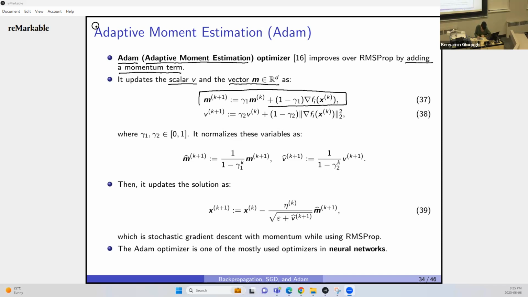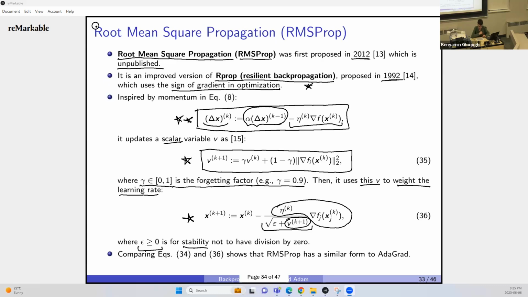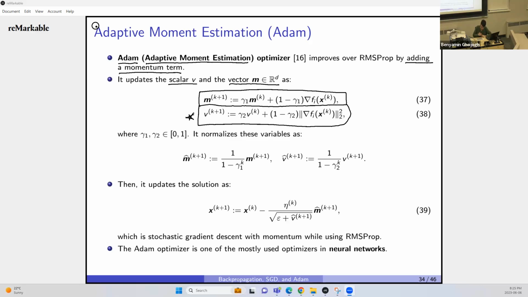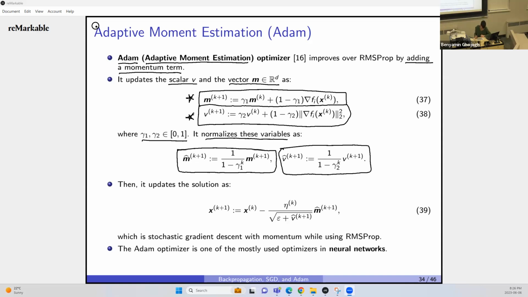M is updated in this way, equation 37. And V is updated as in equation 38. As you see, V is inspired by RMSProp. So it was a progressive thing. Every algorithm was based on the previous algorithms. So V was inspired by RMSProp, and M is newly added. Now we have gamma 1 and gamma 2 used in the update of M and V. They are both between 0 and 1. Then we normalize these variables in this way. So I use M hat and V hat rather than M and V. Then they use this normalized M and V, or M hat and V hat, in the optimization updates.